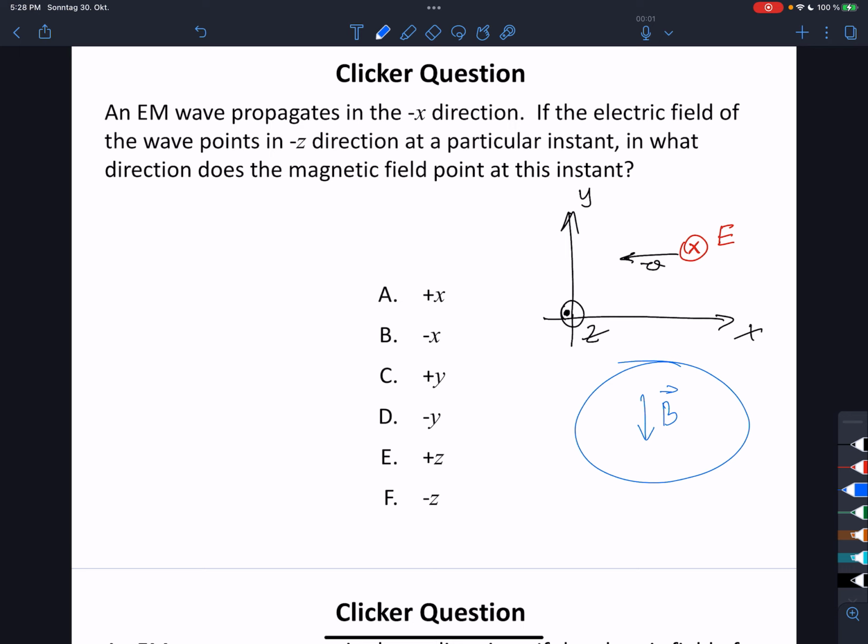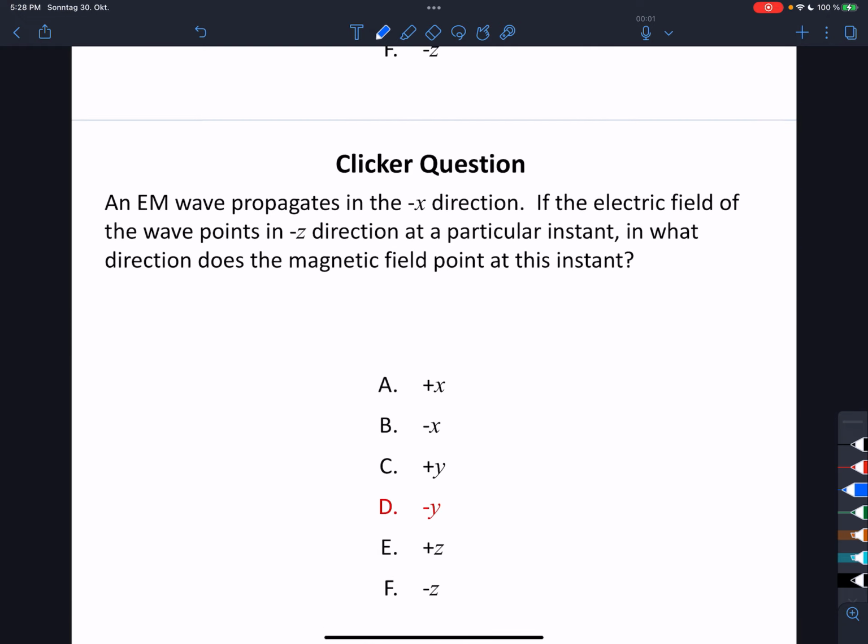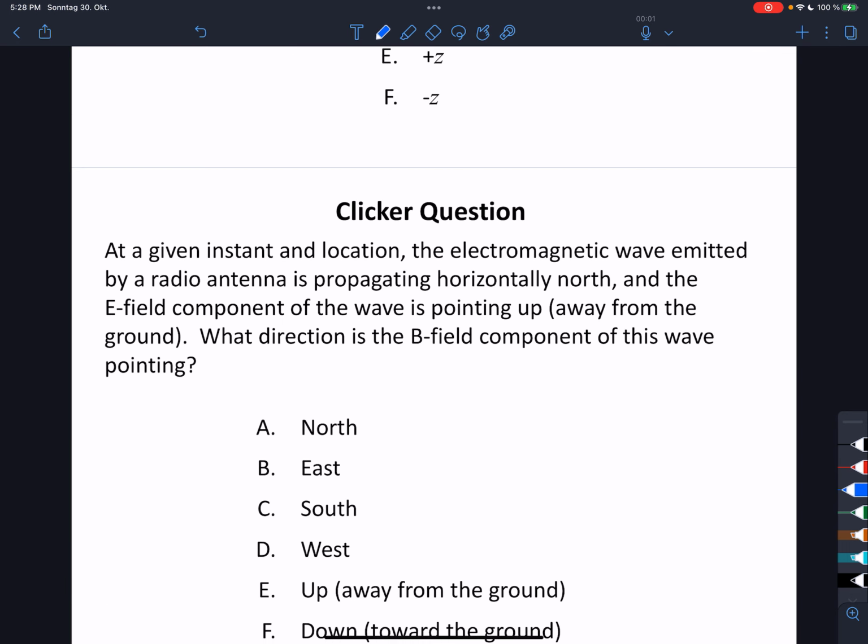Okay, how do I know that? I will put my fingers in the direction of the electric field, so it's into the screen. Then I will bend my fingers in the direction of the magnetic field, and my thumb will define the direction of the wave propagation. All right, so negative y-axis.